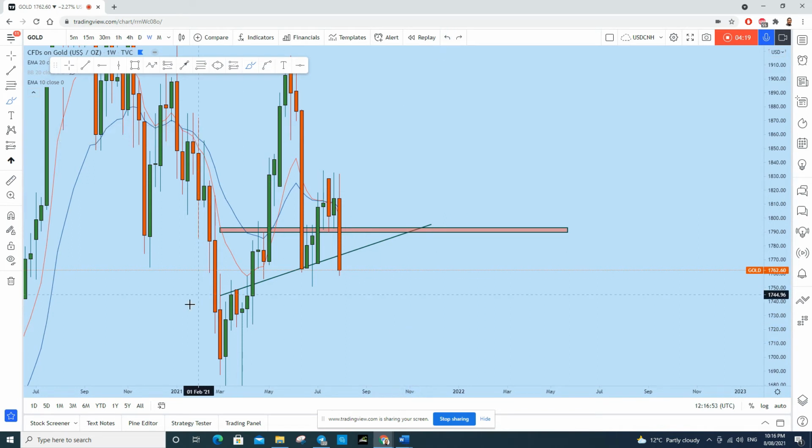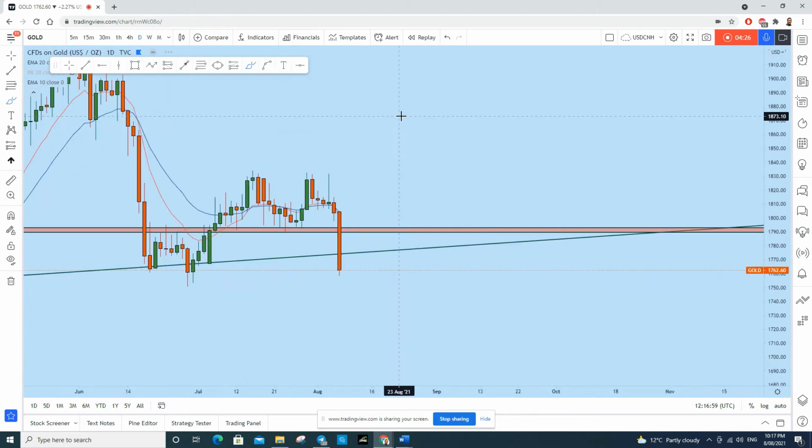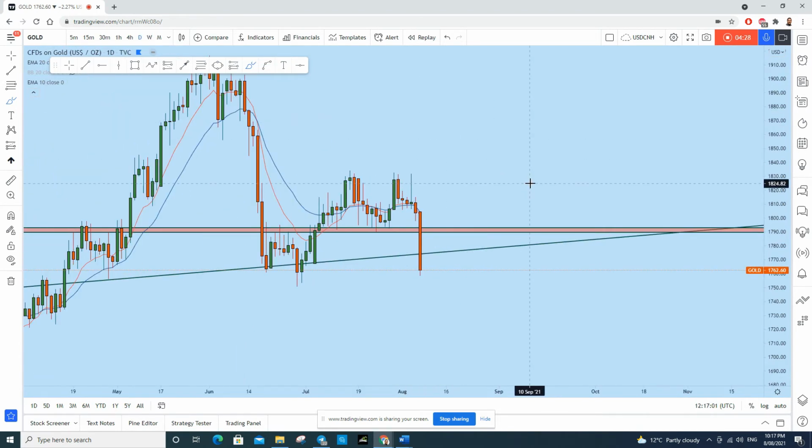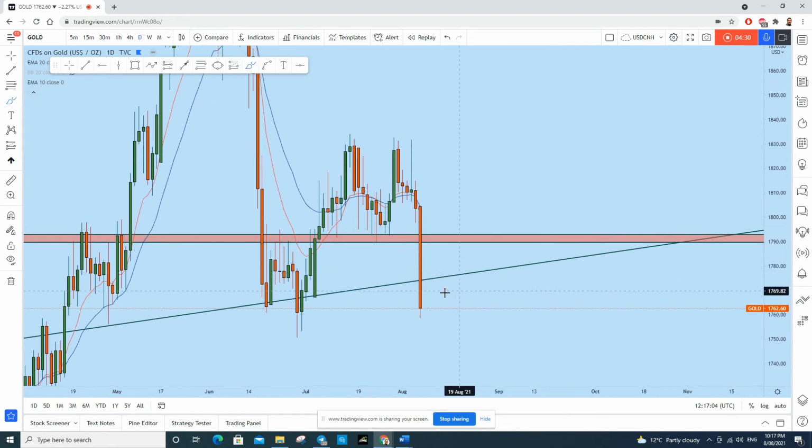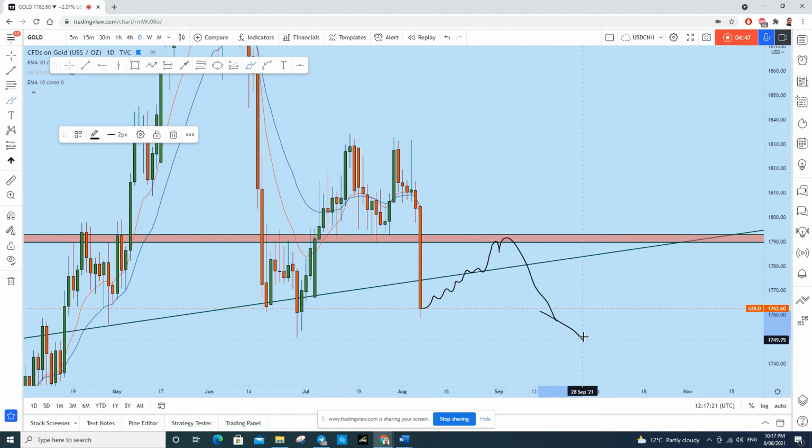In that sense, we may have another test here, this zone, and then move down. Now, why we have drawn this trend line? So what other possible scenario I will explain. Let's go down to the daily time frame to explain further. This is the trend line and this is the zone where the neckline is. What we might see on the new trading week is a little bit of consolidation, testing this trend line and even testing this one here and moving to the downside. This is one possible scenario.